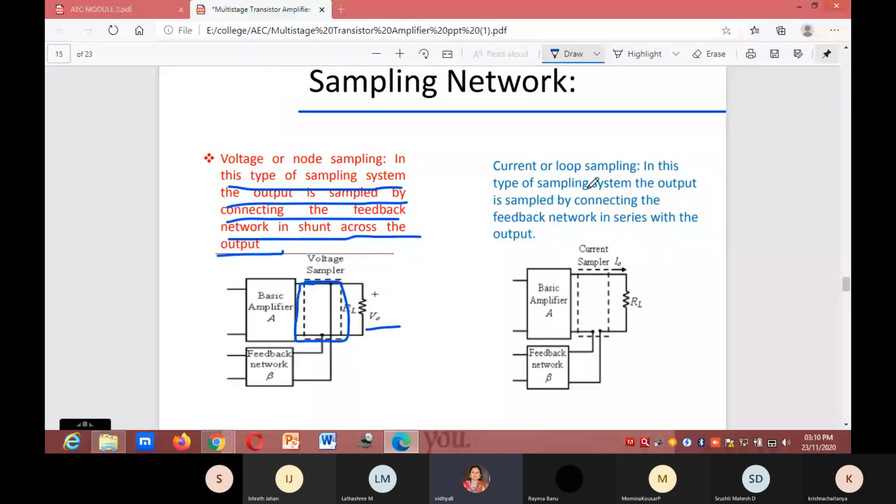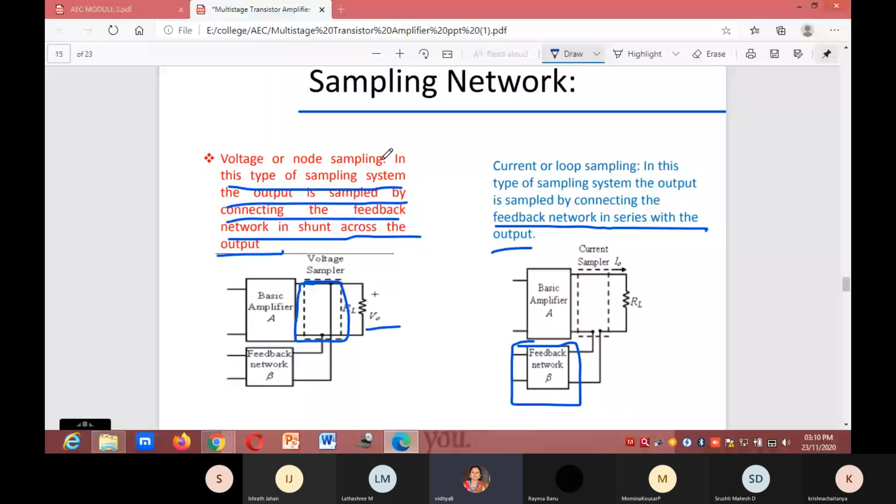Here, current or loop sampling. The feedback network is connected in series with the output. This is what current or loop sampling and voltage or node sampling are.